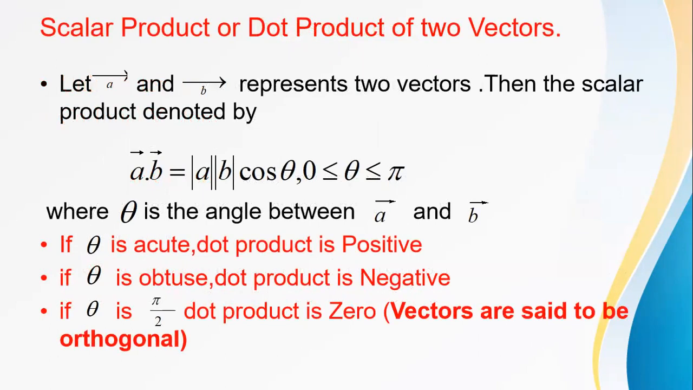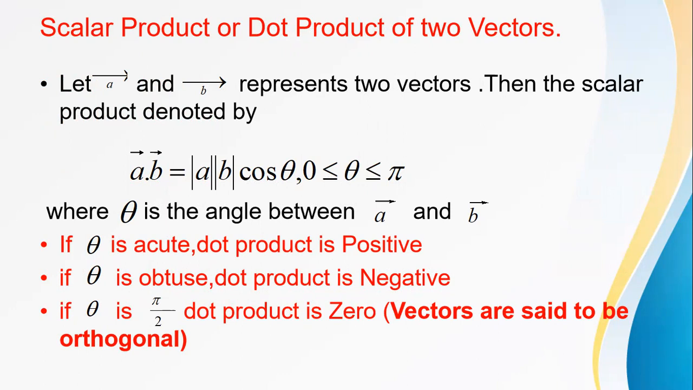Scalar product or dot product of two vectors. Let A and B represent two vectors, then the scalar product, denoted by A dot B, is equal to modulus of A into modulus of B cos theta, where 0 is less than or equal to theta, which is less than or equal to pi. Theta is called the angle between A and B.